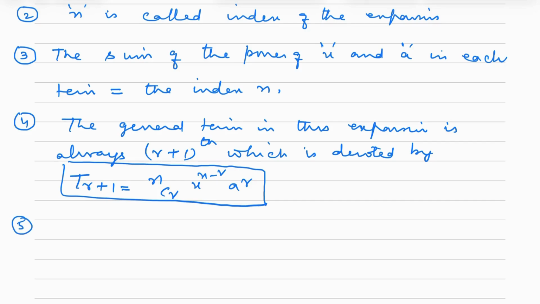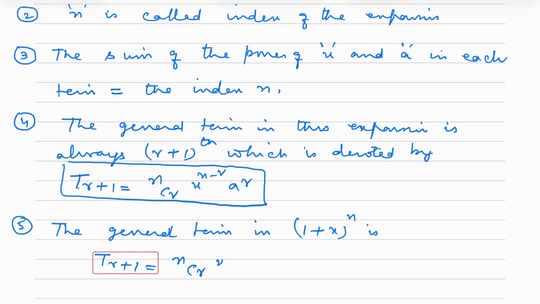Fifth point, the general term in (1 + x)^n is T(r+1) equal to nCr x^r. General term is nCr x^r.